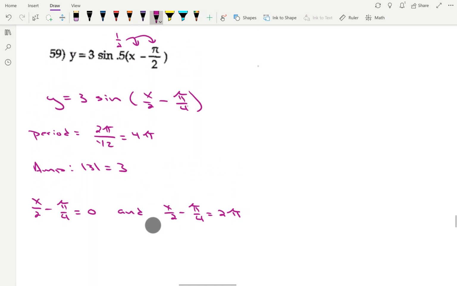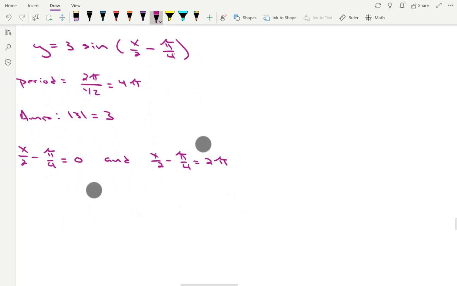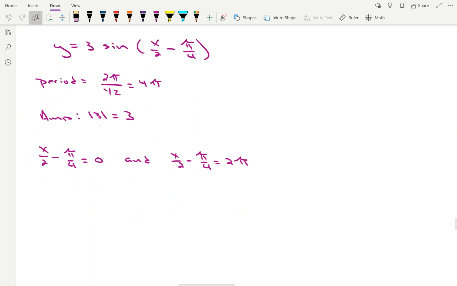All right, we have to add fractions. Let's just write it like this. So x over 2 is equal to pi over 4. So x is equal to 2 pi over 4, which is pi over 2. And x over 2 is equal to 2 pi plus pi over 4.